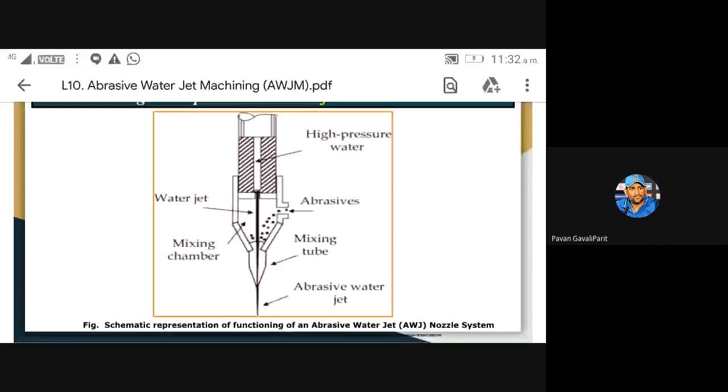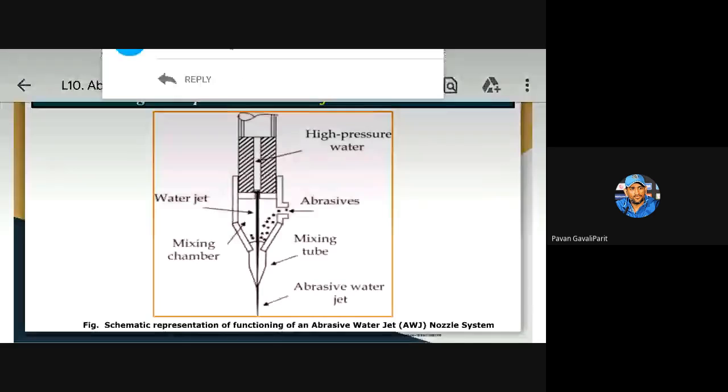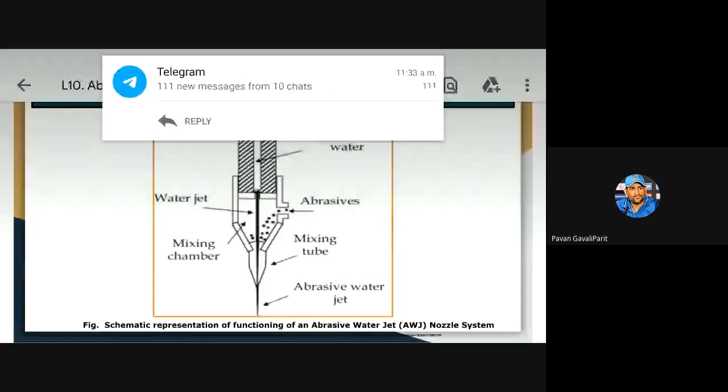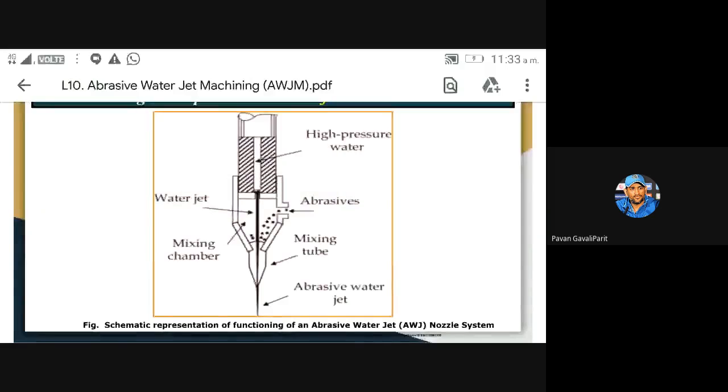So that is IPR, or I can say copyright. Okay, so if you are taking any material or diagram, then you should cite that paper name.